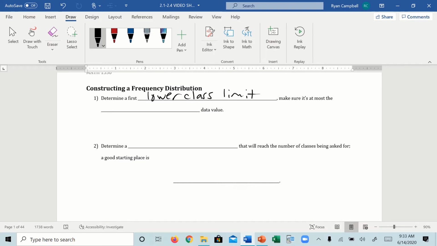And make sure that it's at most the minimum value. Right? So you want to make sure that you're going to contain all of your data. So it could be the smallest number, it could be less than the smallest number. And then from there, determine a class width so that it will reach the number of classes being asked for. So it really could be anything.